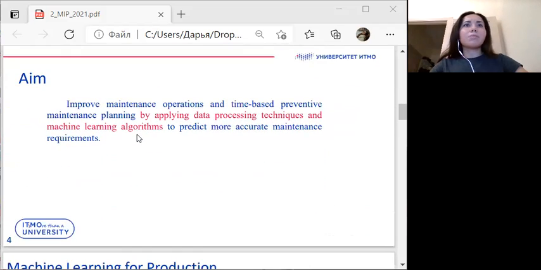This work aims to improve maintenance operation and time-based preventive maintenance planning by applying data processing techniques and machine learning algorithms to predict more accurate maintenance requirements.